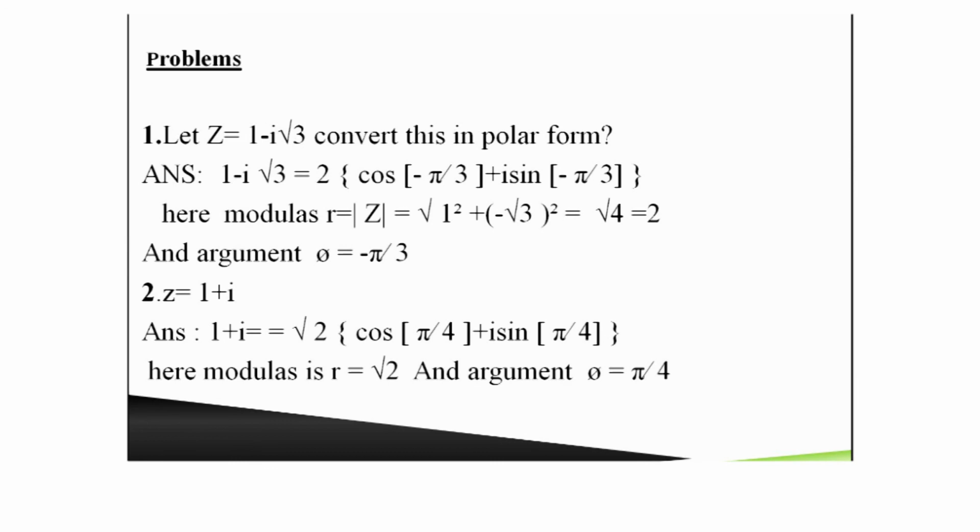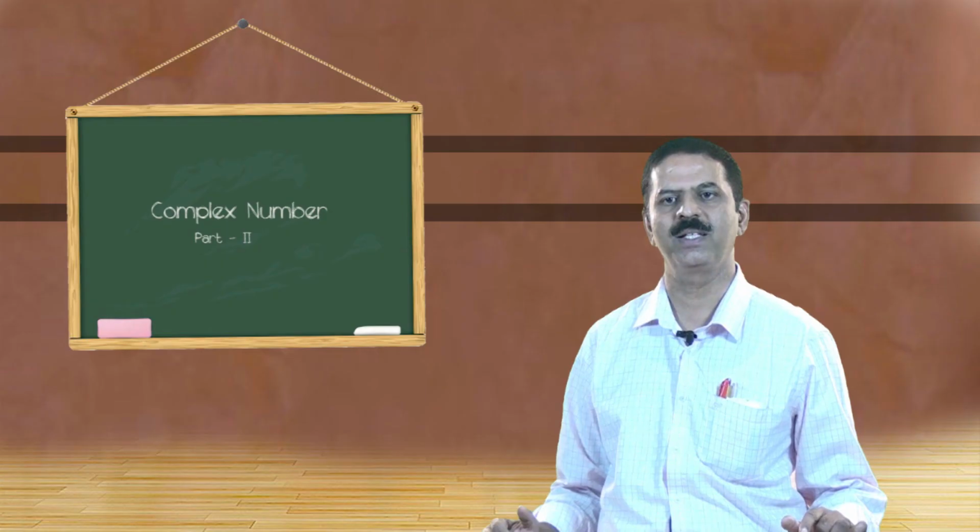Therefore, 1 minus i root 3 is equal to 2 into cos of minus pi by 3 plus i sin of minus pi by 3.